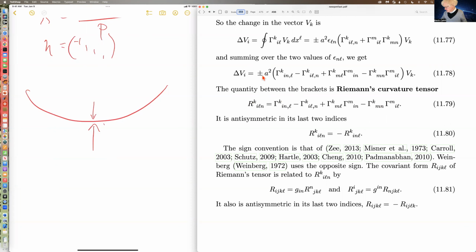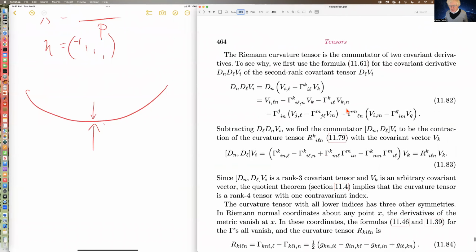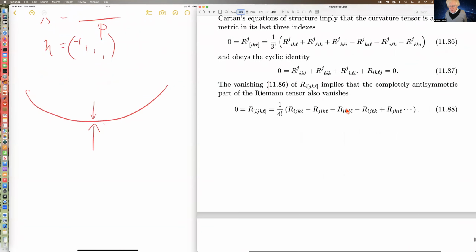This plus or minus sign is basically arbitrary. But the key thing is that the change in a covariant vector that is parallel transported around a square suffers a change that's proportional to the covariant vector, and the factor of proportionality is actually a tensor of rank 4, called Riemann's curvature tensor. It has various symmetries, though, so there are only 20 components rather than 256.